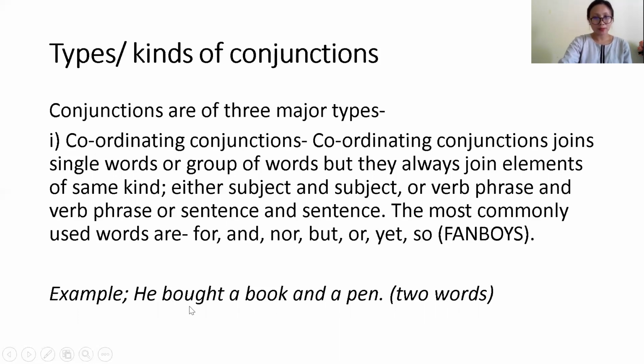Example: He bought a book and a pen. So we are joining two words of the same kind. See, a book, a pen, we are joining them by using the word what? Coordinating conjunction and.